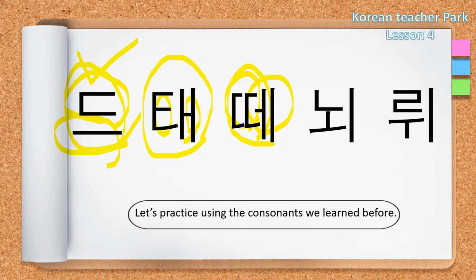Next, 느 sound with 왜 sound. 뇌. Next, 르 sound with 위 sound together. 르위.